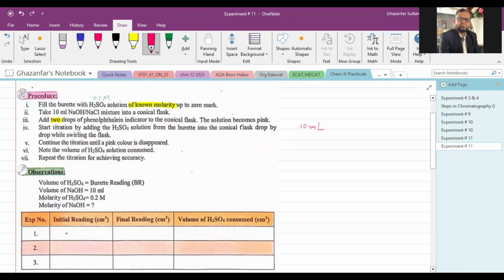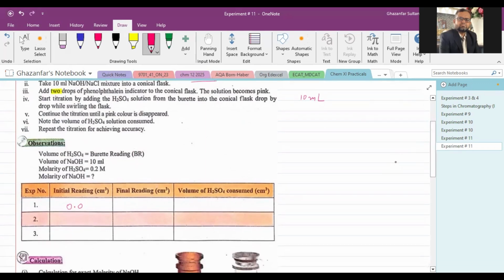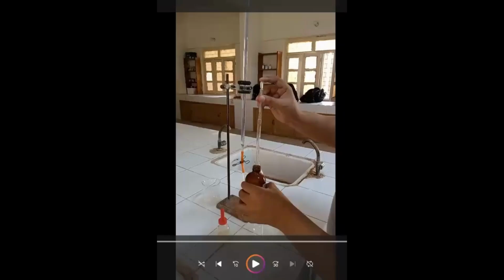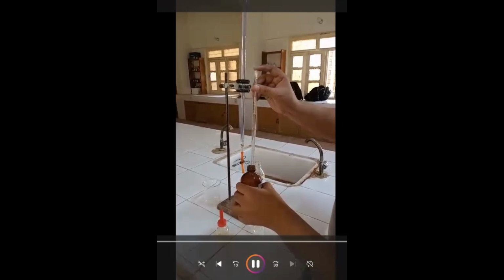So the initial reading of the burette would be 0.0, as we have seen here that we add the sulfuric acid up to the 0 mark in the burette. And what is the final reading we will see, but first you watch the video of how we perform this titration. Okay, students, so this is the video. See, we are pipetting 10 ml of analyte through the pipette. See here.